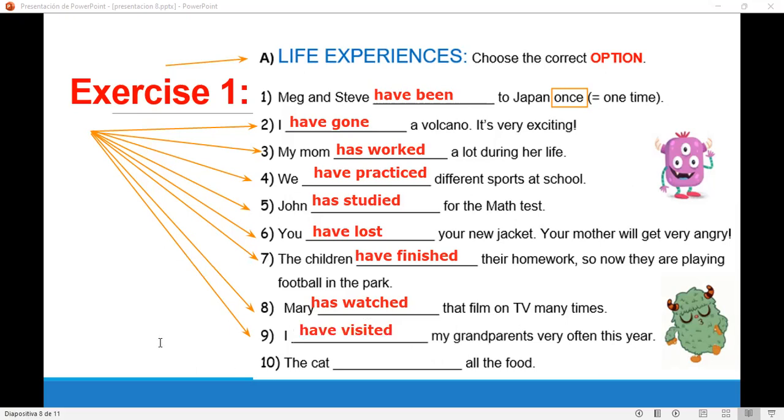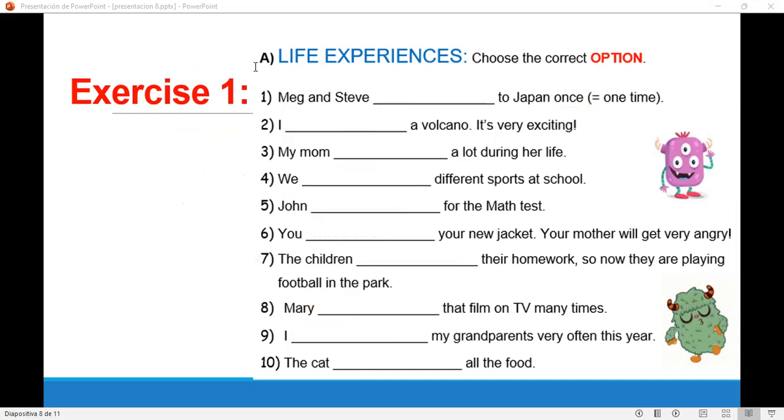And the last one, "The cat, all the food." The cat has eaten. Thank you so much. Very good. Se ha comido. The cat has eaten all the food. Great. Now let's continue.